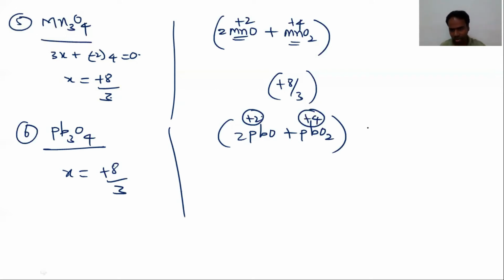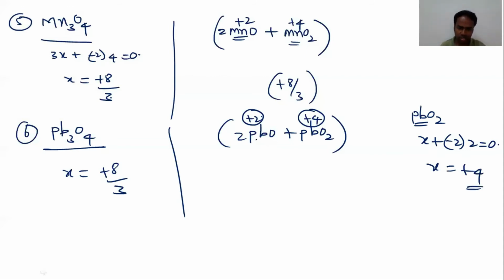If you have a doubt about how PbO2 is plus 4, you can calculate Pb. Pb is x. Each oxygen is -2 into 2 is equal to 0. Then x is equal to plus 4. So here Pb is plus 4. Here Pb is plus 2. So these are the molecule examples for fractional oxidation states.